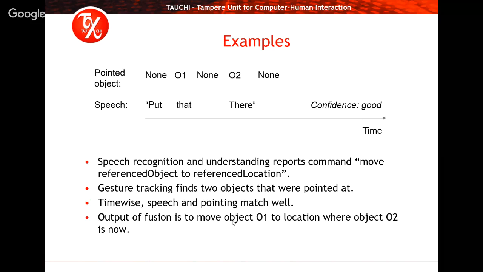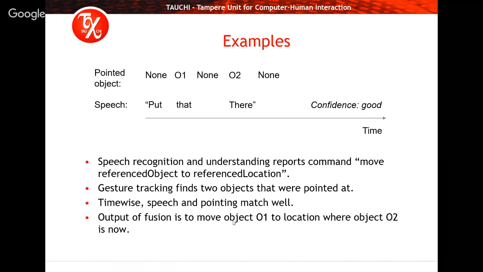So in this case, we have good confidence that the user most likely said "put that there", and we have two different objects. You can see from the timing that when the user said "that", they were pointing at one object, and when they said "there", they were pointing at another object. So now the fusion can quite easily decide that we want to move object O1 into the location where object O2 is. Basic fusion, nothing complex here. Of course, the system which does this can be quite complex.